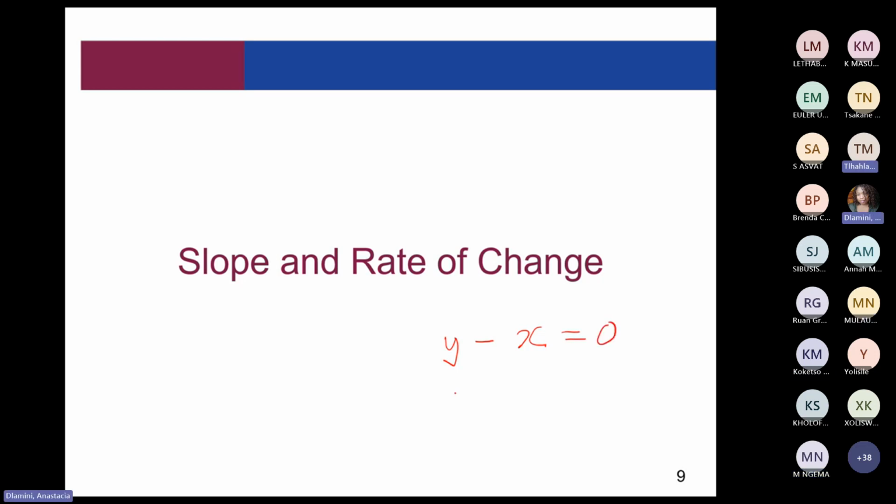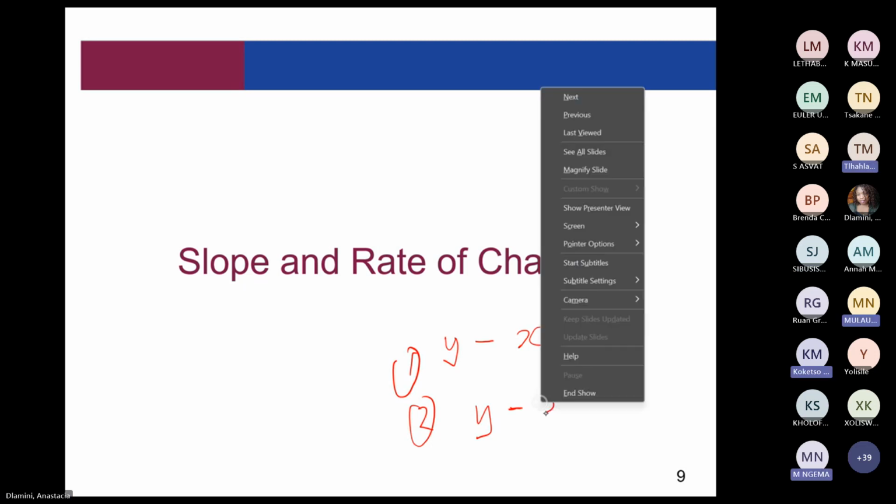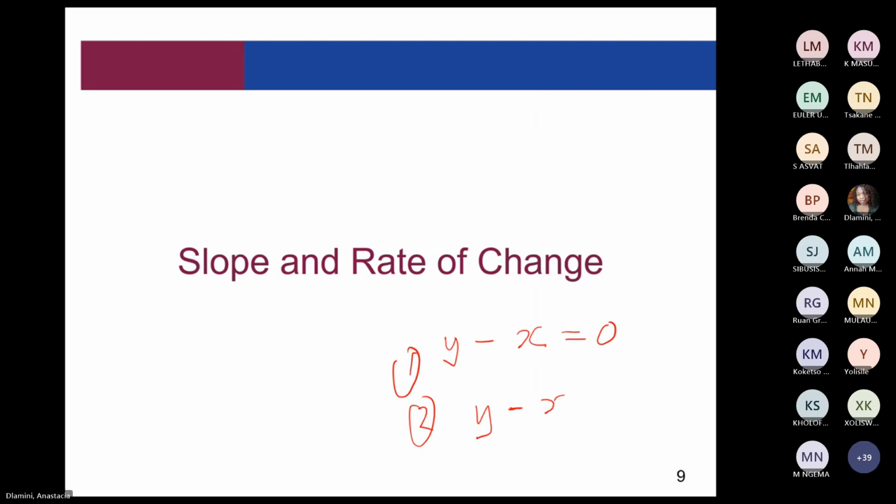Now, is this a linear function? Yes, it is, ma'am. y equals x. Straight line. The linear function. Is this a linear function? Number 2. Yes.